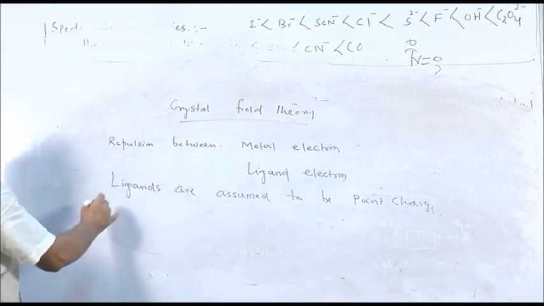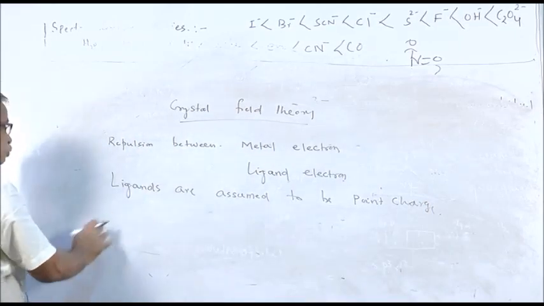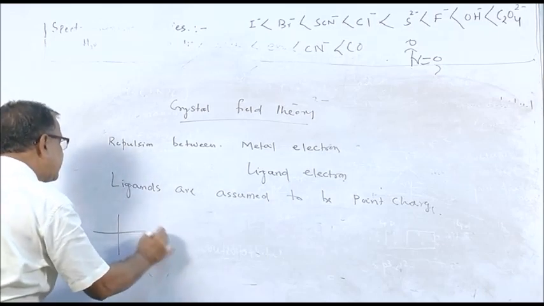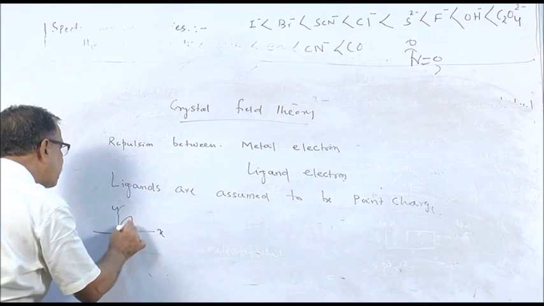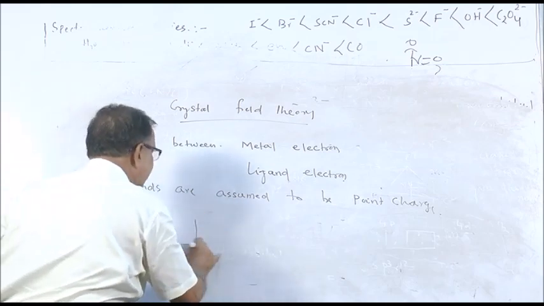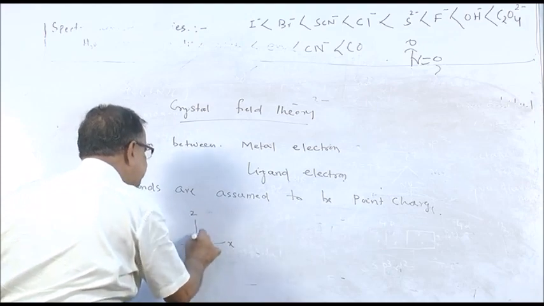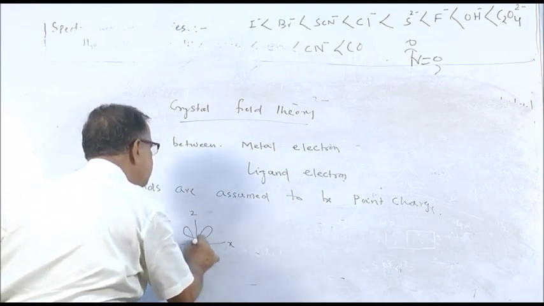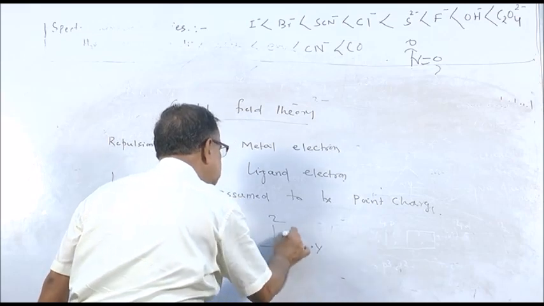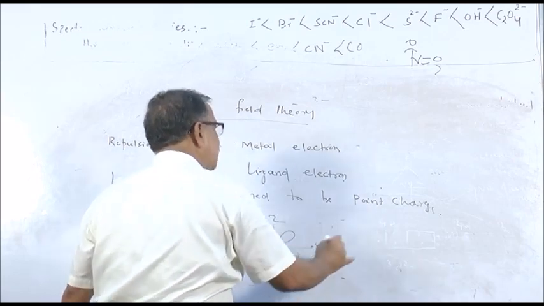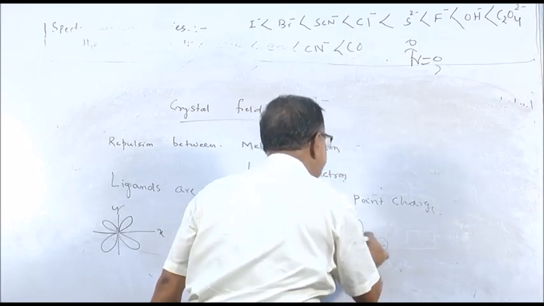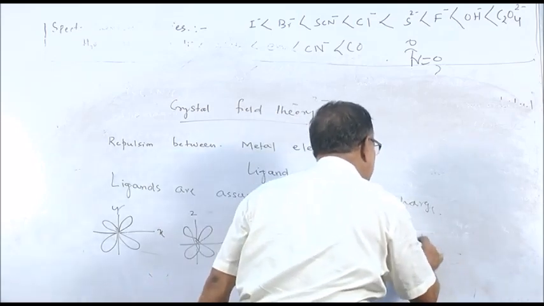So when the ligands approach, the d orbitals are dxy, between the x-axis and y-axis, this is dxy. Similarly dxz, another is dyz, dx2-y2, and dz2.